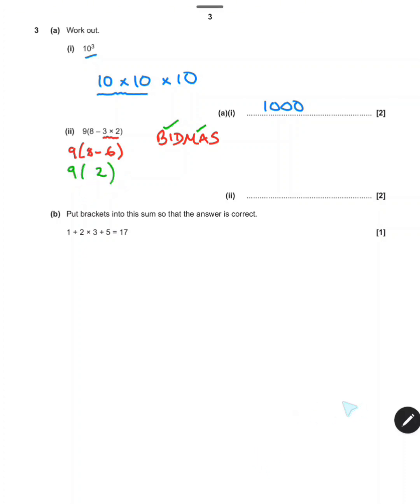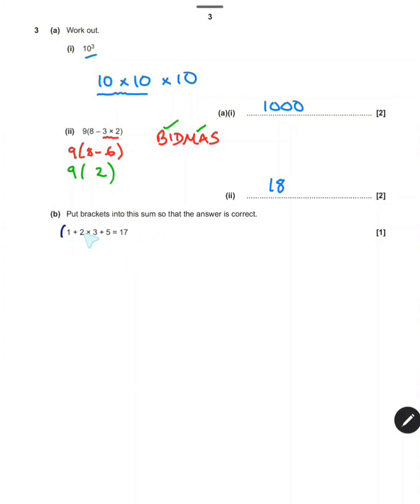And what we're left with is a 9 on the outside of the bracket and a 2 inside of the bracket. This is just a multiplication. Whenever you've got brackets involved and no operators, you've got to do a multiplication. And 9 times 2 is 18. Part B, I'm looking to put brackets into this sum to make it correct. So I'm looking to put brackets around any part of this that then means when I work this side out, I get 17. We just got to try some guesses with this.